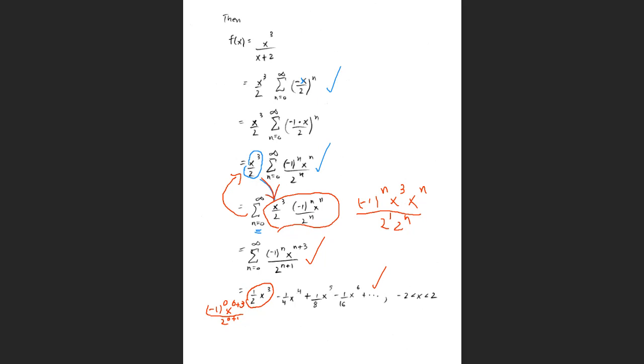If we have the second term, -1/4 x to the 4th, how do we get that? Well, that's when n is 1. So we have -1 to the first power times x to the 1 plus 3rd power, all over 2 to the 1 plus 1 power.